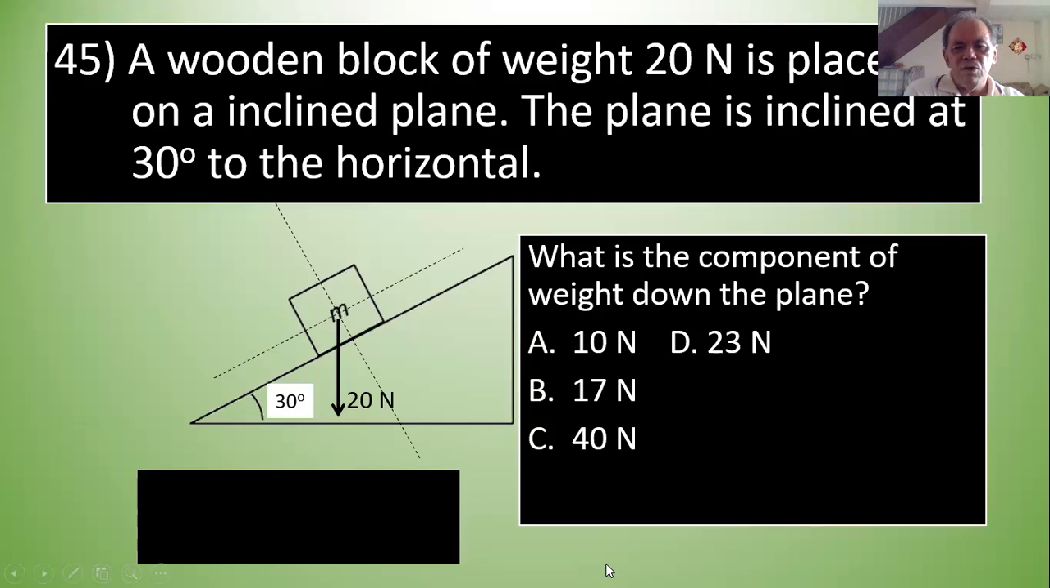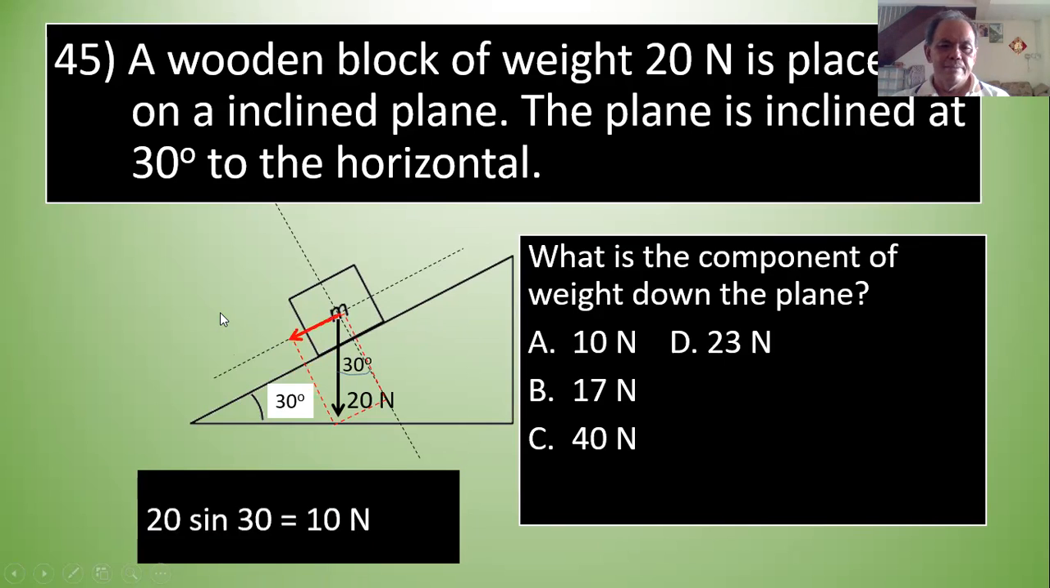A wooden block of weight 20 Newton is placed on an inclined plane. The plane is inclined at 30 degrees. What's the component of weight down the plane? Remember, this is normal. This is parallel axis. So remember this 30 degrees. That will be parallel to the plane, so it's far away from the angle. So it's 20 sine 30, which is 10 Newton. A.